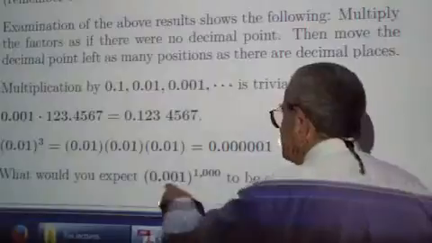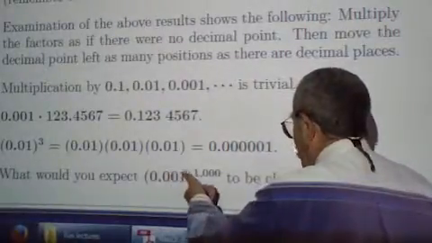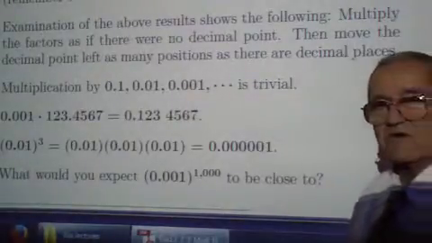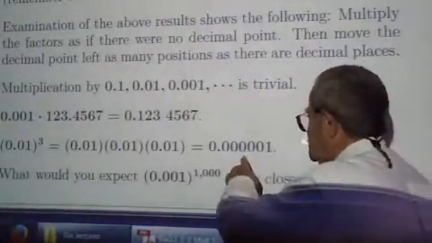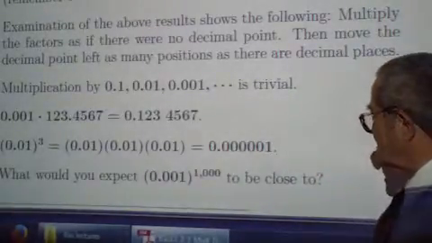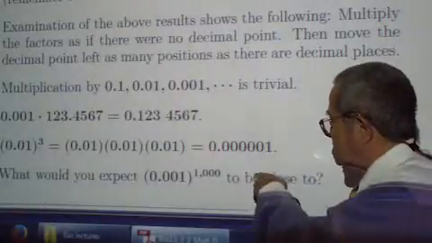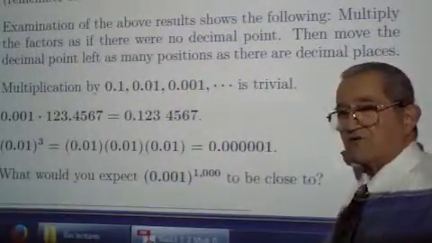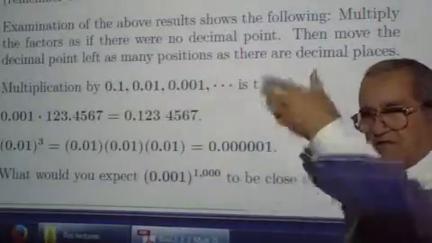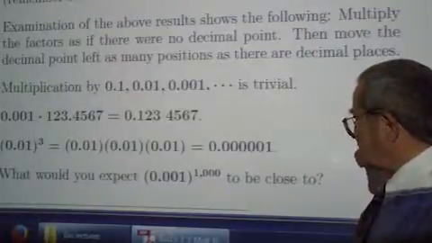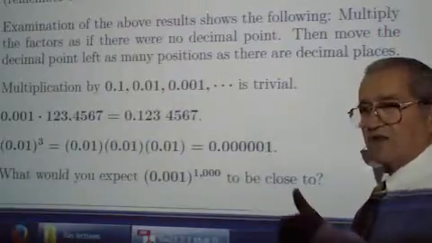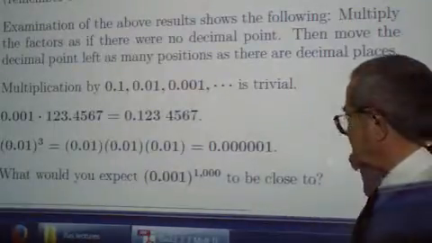What would you expect 0.01 or 0.001 to the 1,000 to be close to? Oh, that's an easy one. This gets smaller and smaller and smaller. You get closer and closer and closer to 0. If you have a calculator, if you know how to do exponents on your scientific or graphing calculator, see what that becomes. You'll probably get 1 times 10 to the negative, a big number, negative 100, negative 200. That means you have 100 or 200 zeros before the 1.